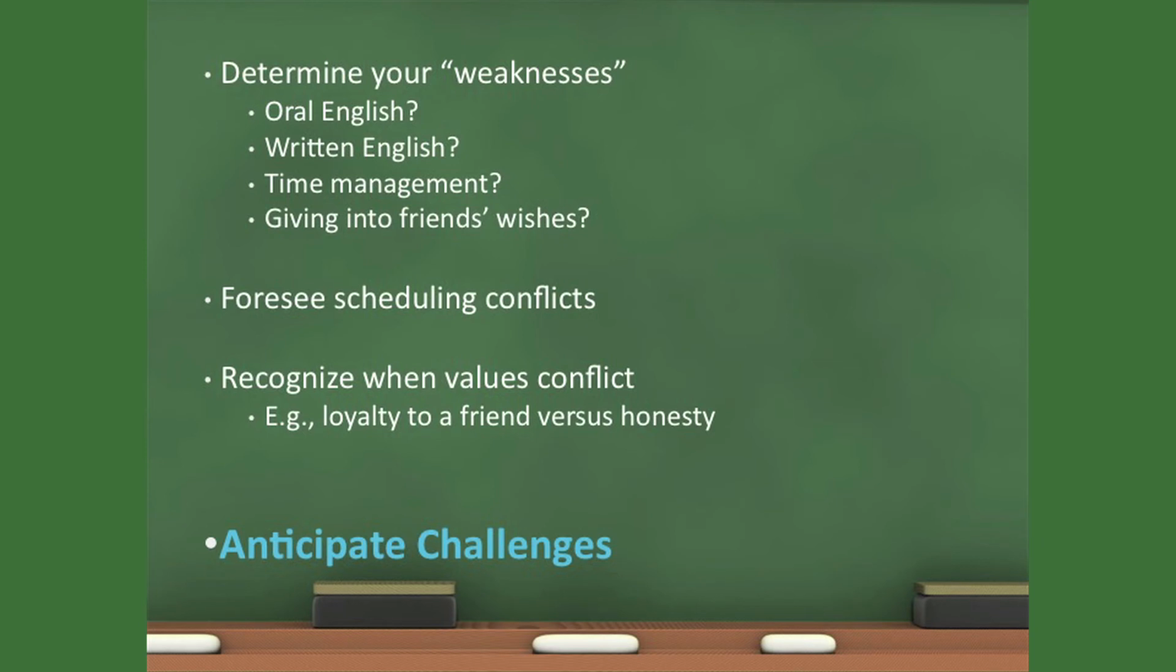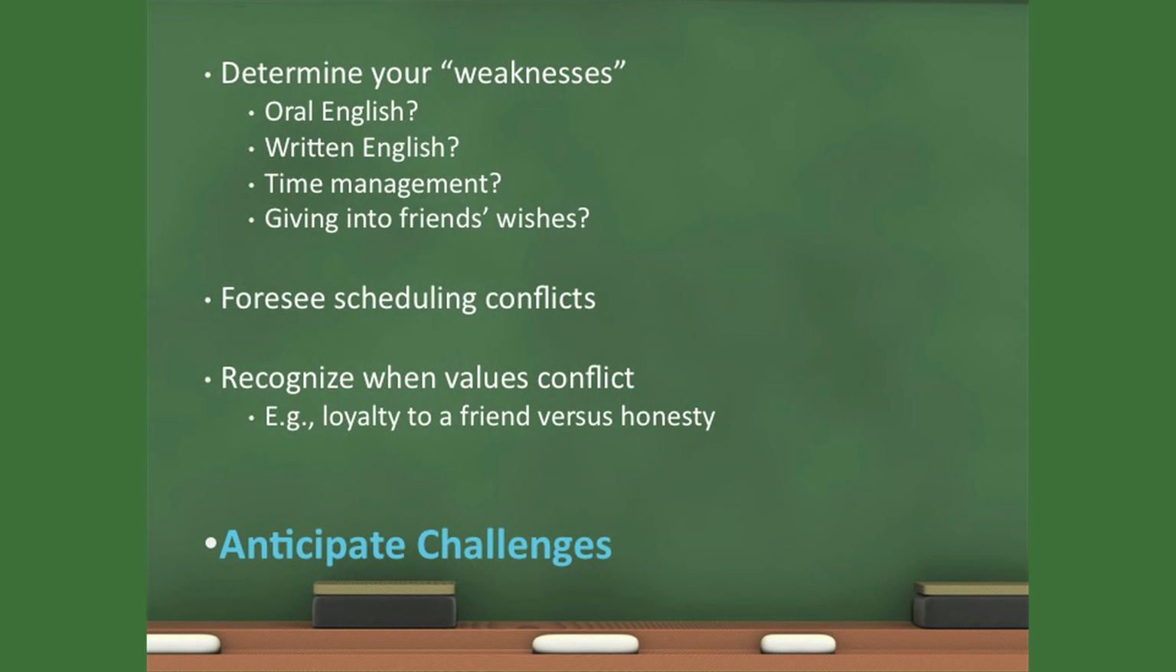Know your weaknesses. Don't be ashamed. We all have weaknesses. I have plenty of them. Know what yours are. Is it your oral or written English? Is it time management? Is it giving in to your friends, so you'll do whatever they ask? Foresee scheduling conflicts and recognize when loyalty to a friend might entice you to do something dishonest. Don't just anticipate the challenges, but then address them.